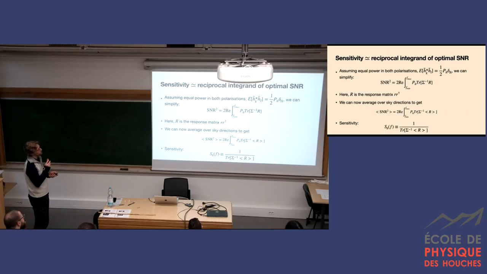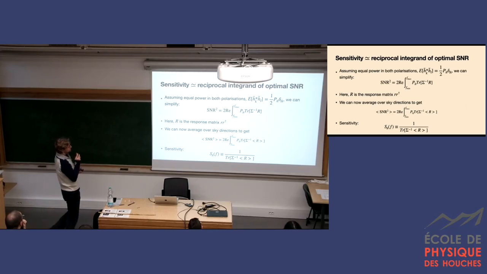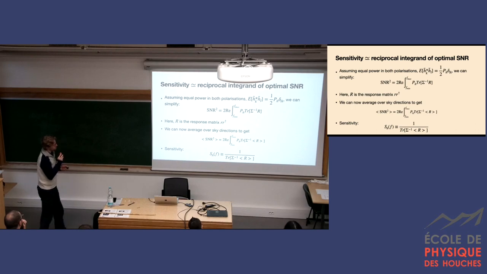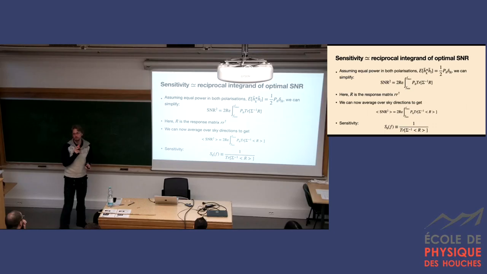and assume that your underlying strain has some properties, in particular that the power is equal in the H cross and H plus polarizations. Then you can simplify the expression to look like this, and do some algebra to rearrange it to show that this is actually the trace of the inverse of the covariance matrix times this response matrix.